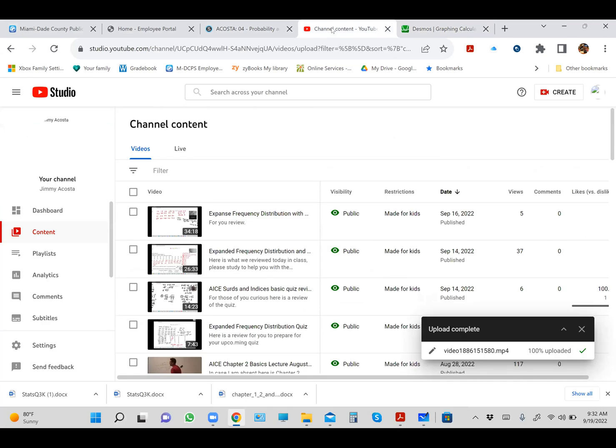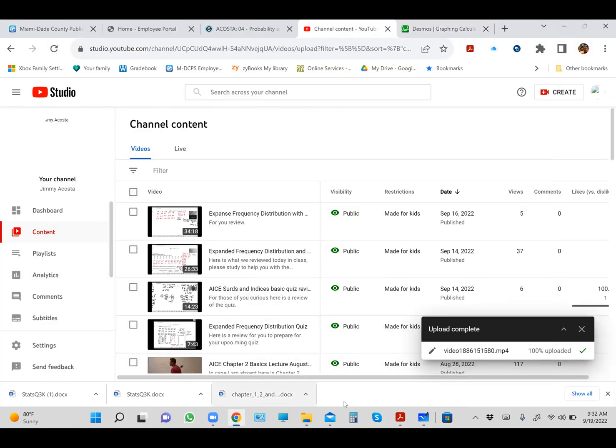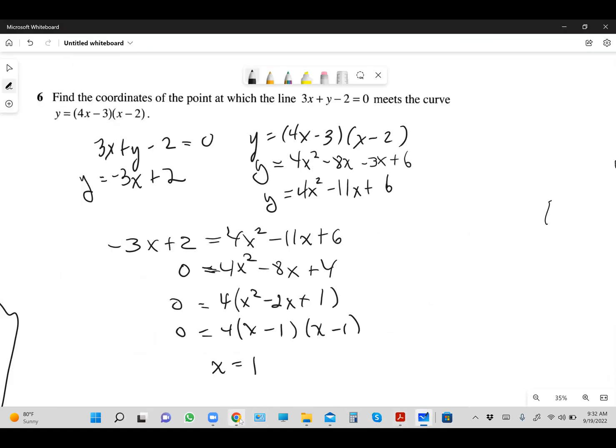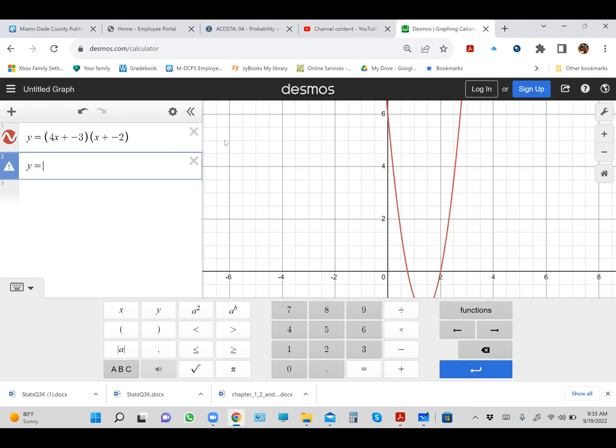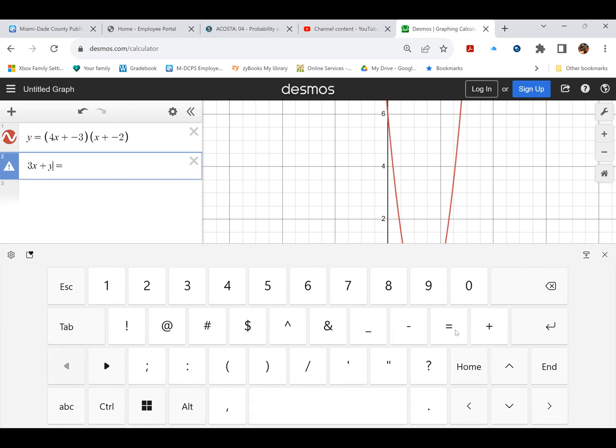All right, it was 3x plus y minus 2. Fine. 3x plus... it has so many things over. So we have 3x, what else? Plus y minus. I'm going to go plus -2, and I'll put a 0 on the other side.